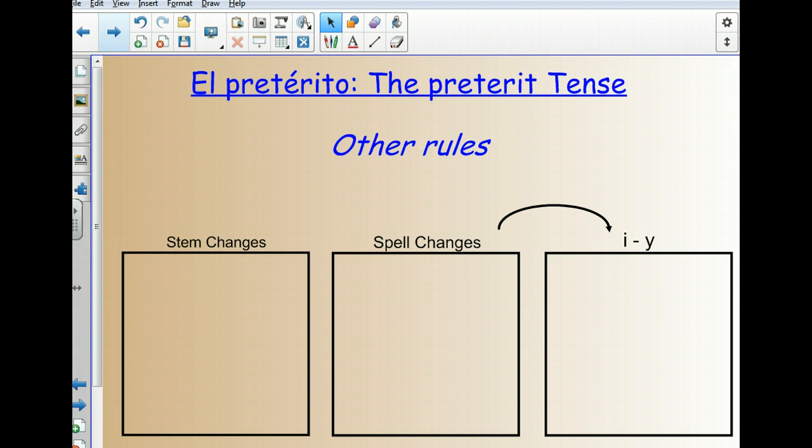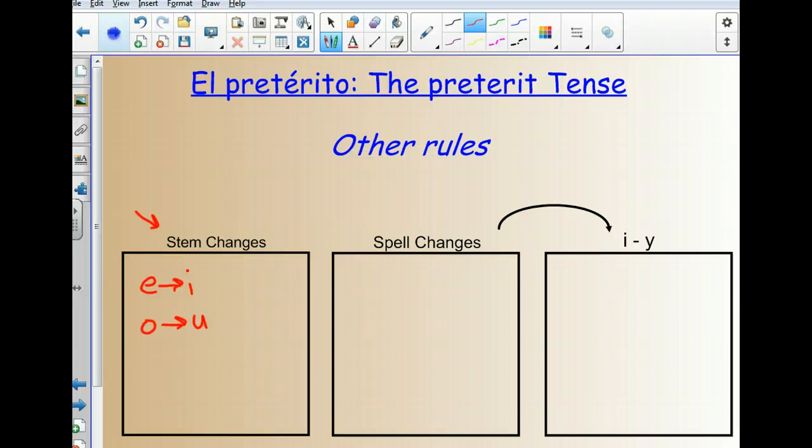Let's talk about some other rules in the preterite tense. There's some other things we need to keep in mind. In the preterite tense, we do have stem changes. It's not like boot verbs, though, in the present tense. So I'm just going to introduce them. I don't plan on getting into details in this screencast. There are E to I stem changes in the preterite tense, and there are O to U stem changes in the preterite tense. These are the only type of stem changes that we see in the preterite tense.